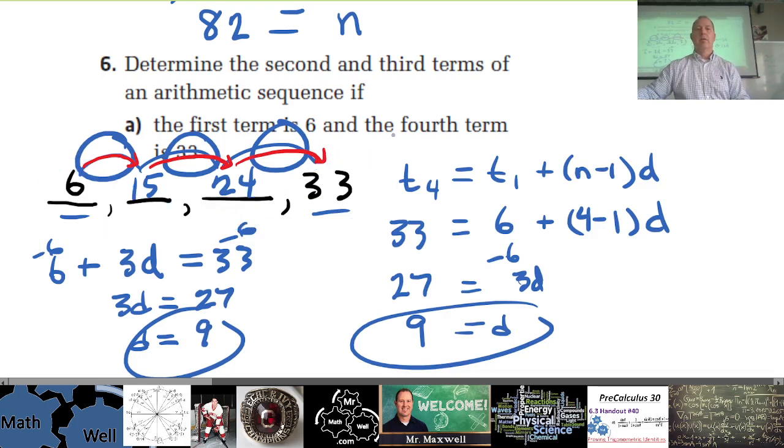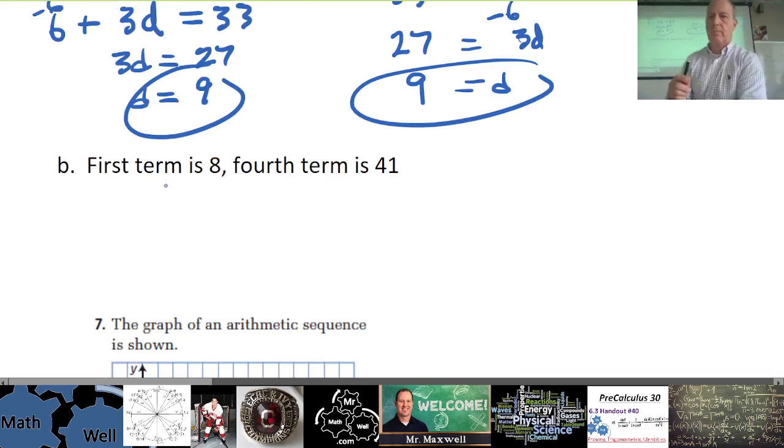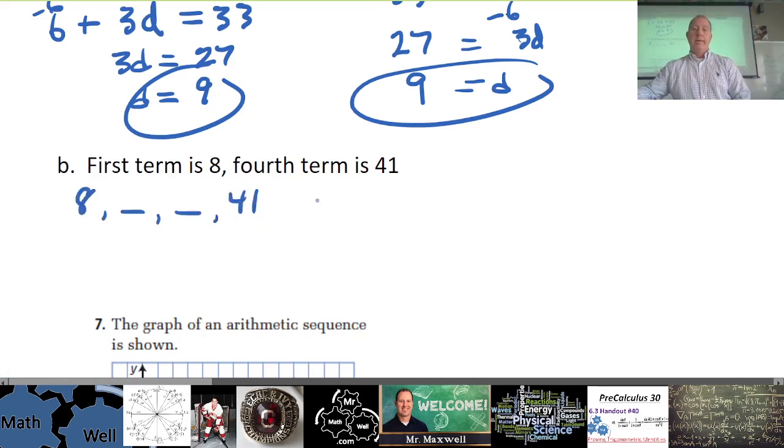Okay. All right, so is there a B in 6? Why don't you do B, and I'll write it down on the board here, and then I'll give you a chance to do B. Okay, first term is 8, fourth term is 41. So again, if you want to do 8 and then 2, 3, 41, you could, there's going to be 1, 2, 3 D's, very much the same.